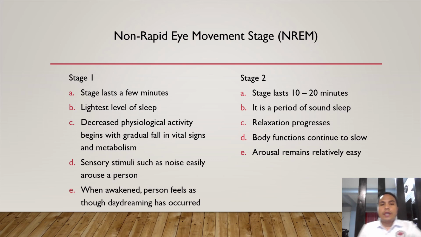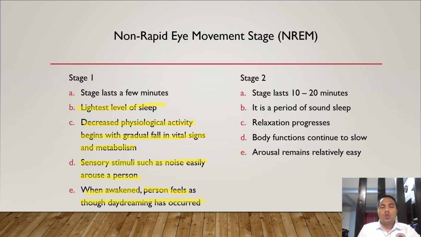Okay, this is what we identified earlier, from stage 1 to stage 2 in the non-rapid eye movement stage. Stage 1 lasts for a few minutes. It is the lightest level of sleep, with decreased physiological activity beginning with a gradual fall in the vital signs and metabolism. Sensory stimuli such as noise easily arouse a person. When awake, the person feels as though daydreaming has occurred. That is our stage 1.